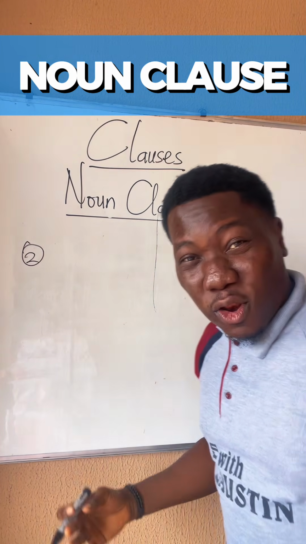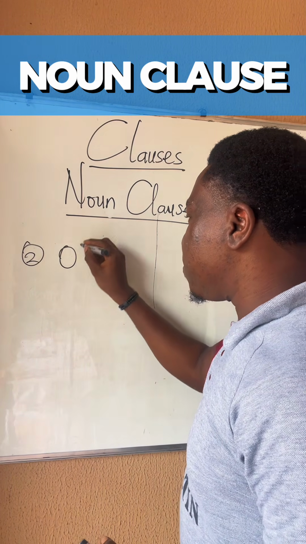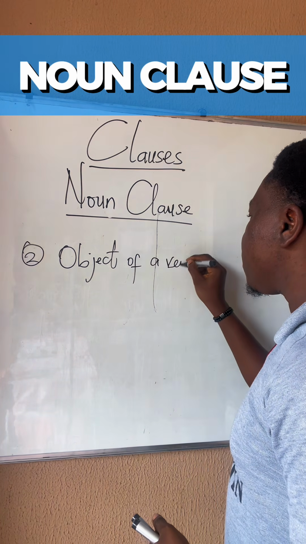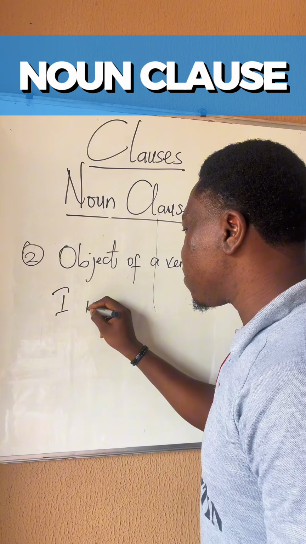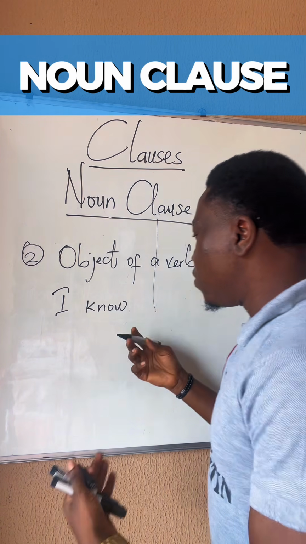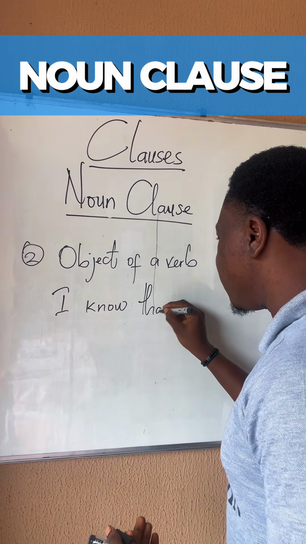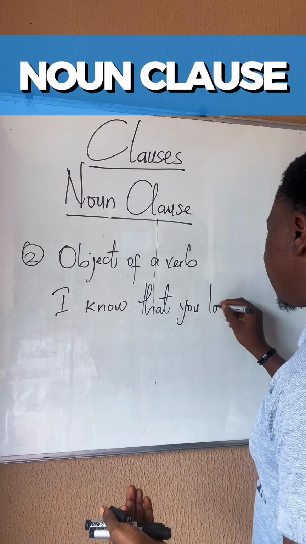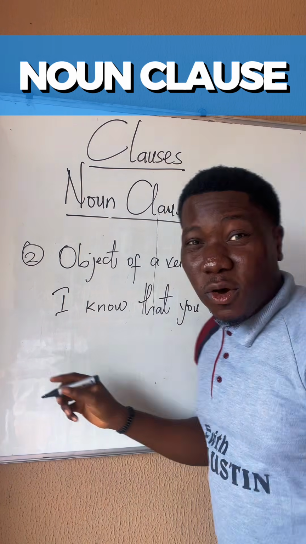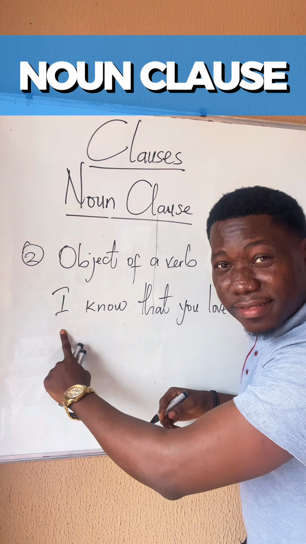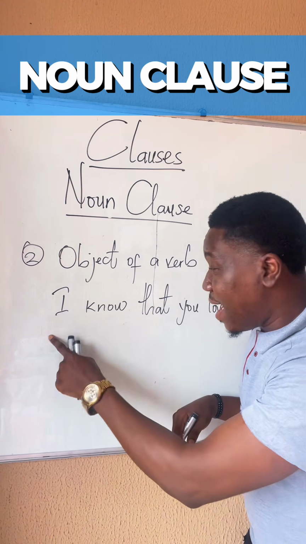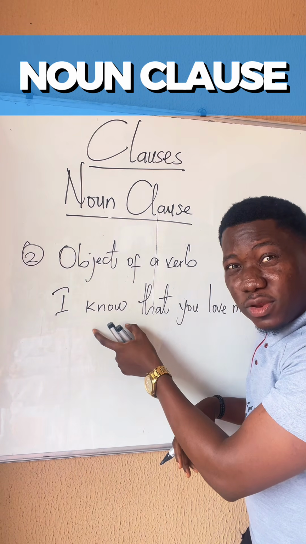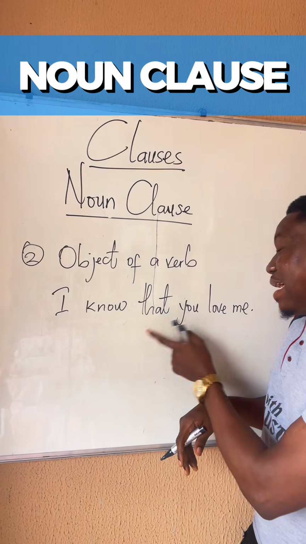Number two, a noun clause functions as the object of a verb. I know that you love me. I know. I, the subject of the sentence. Know, the verb in here. I know. What is the recipient, the object of this action, of this verb know? I know what? I know this thing. What thing? That you love me.